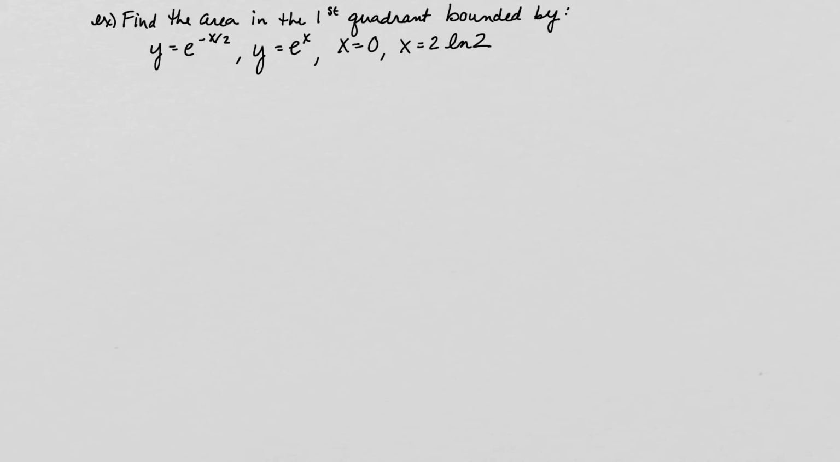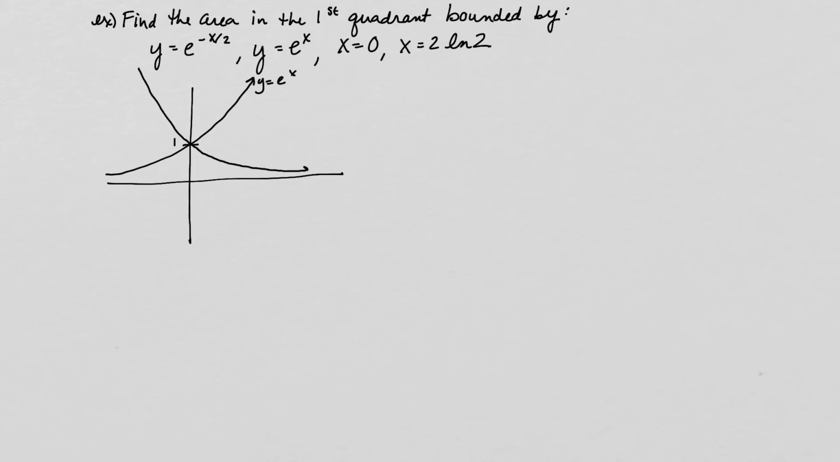So again, I'm going to draw a picture. So my first curve, y equals e to the x, looks like this, right? And e to the x crosses through at 1. y equals e to the minus x over 2 is going to come down in the other direction. So you have a curve that's coming down like this. So this is y equals e to the minus x over 2. x equals 0 is this straight up and down line here, right, on the axis.